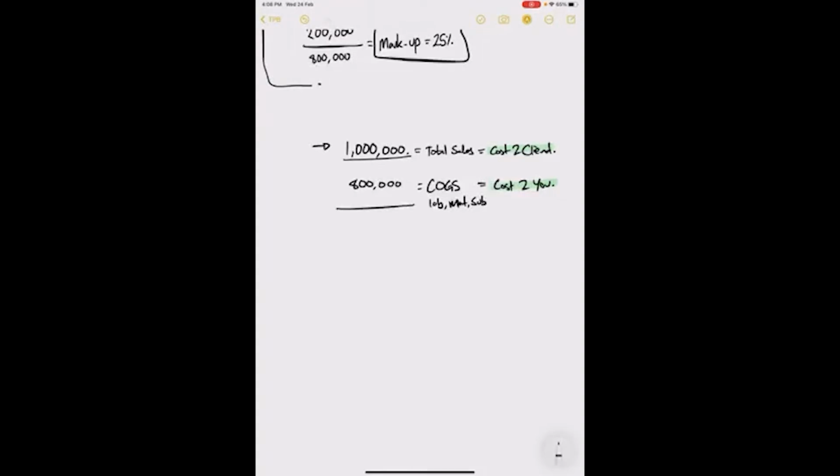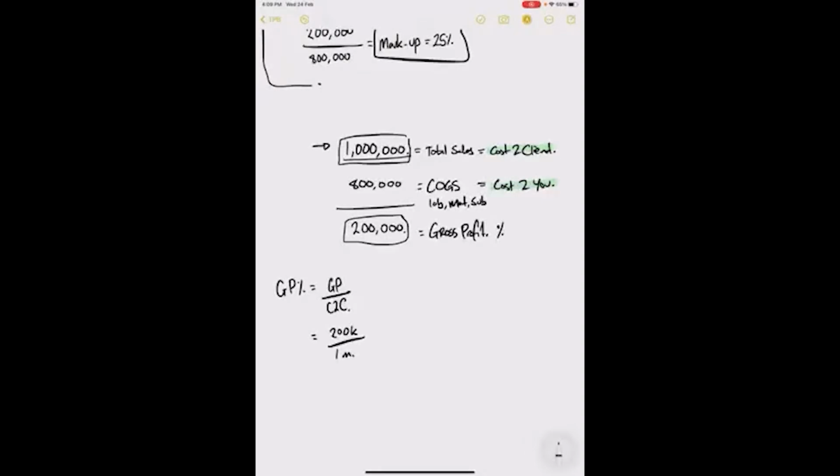Now the difference between these two is what we call your gross profit. In this case, super simple math, it's $200K. Now to work out your gross profit as a percentage, we take this number here and divide it by this number here. So your gross profit percentage equals your gross profit divided by your cost to client, which in this case equals 200K divided by 1 mil.